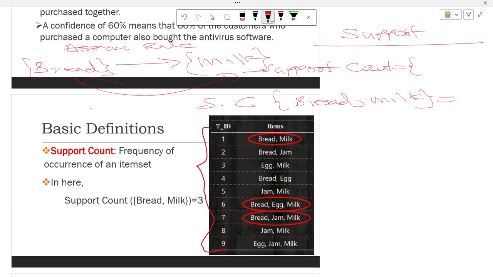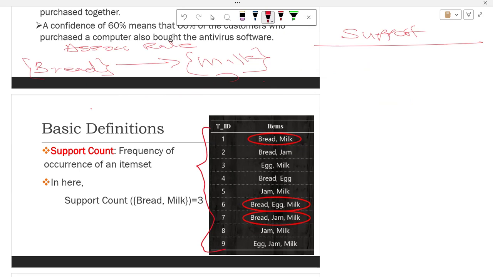So the ultimate goal is to find out the support. To calculate the support, we need to find out the support count. For this association rule, bread implies milk, I need to find out the support count of bread and milk. Among these 9 transactions, I need to find out how many involve bread and milk.